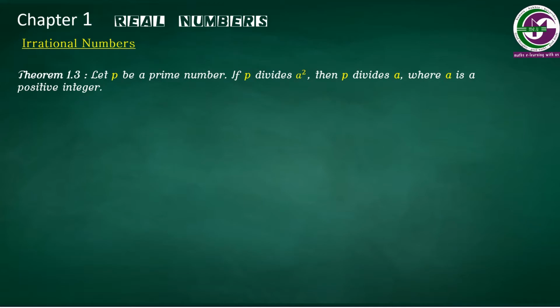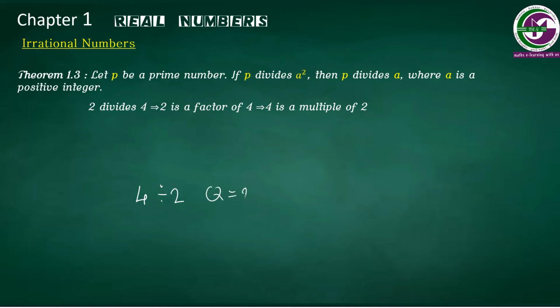We can see with an example. 2 divides 4. 2 divides 4 means if you divide 4 by 2, the remainder will be 0. 4 divided by 2, the quotient is 2 and the remainder is 0. So when the remainder is 0, we say that 2 divides 4. In another way, we can say that 2 is a factor of 4 or 4 is a multiple of 2.